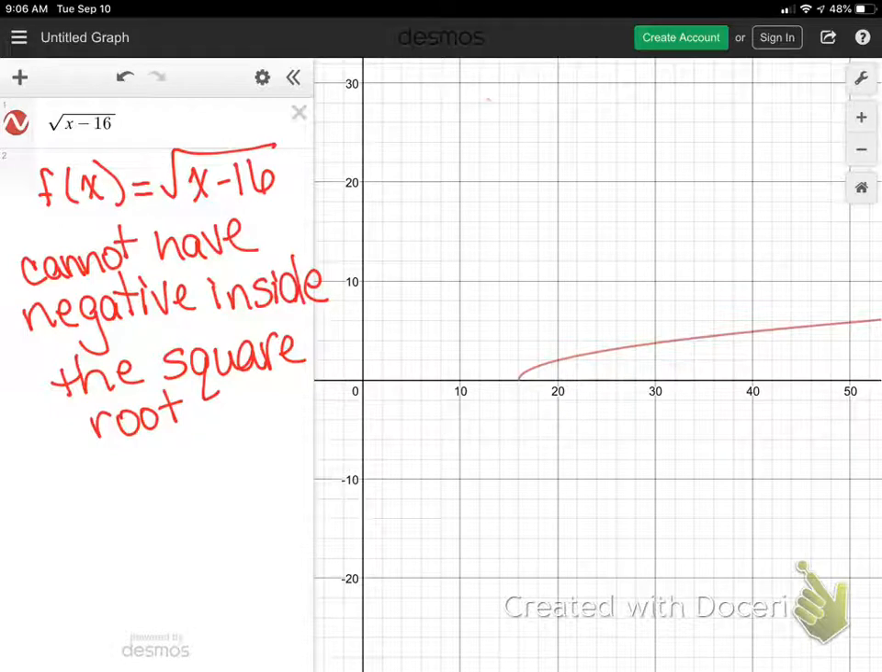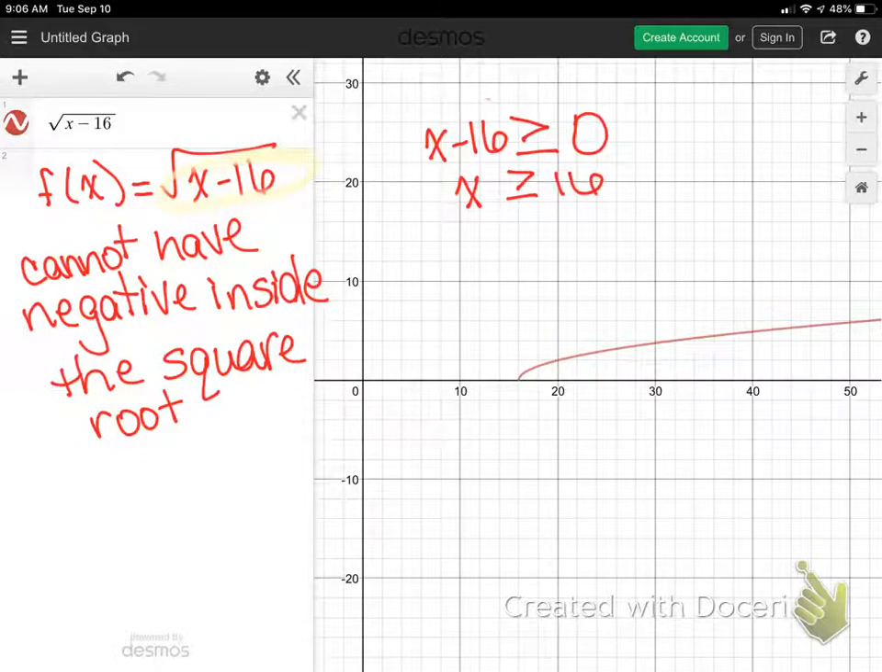So what I'm going to do is take what's inside the square root, x minus 16, and put that as greater than or equal to 0. It's okay for x minus 16 to be 0. It's okay for x minus 16 to be greater than 0. X minus 16 just can't be less than 0. So the domain for this one, once I solve this, is x greater than or equal to positive 16. So for this domain, I am looking at these values right here.